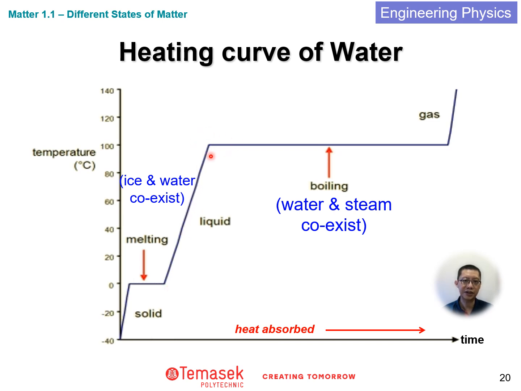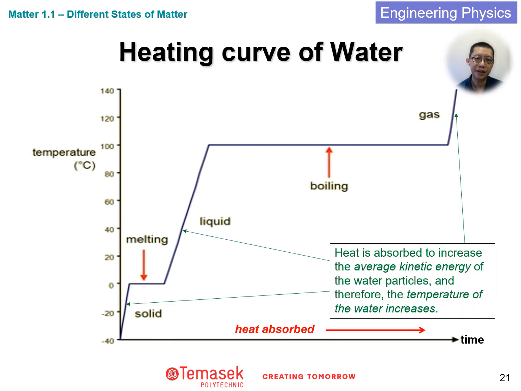Once all the ice has melted, the liquid water continues to heat up until it reaches 100 degrees Celsius, where boiling occurs. At this stage, water and steam coexist, and again, the temperature stays constant until all the liquid turns into gas. After boiling is complete, the temperature rises again, and the water is now fully in the gaseous state. This heating curve of water highlights the phase changes as heat is absorbed.